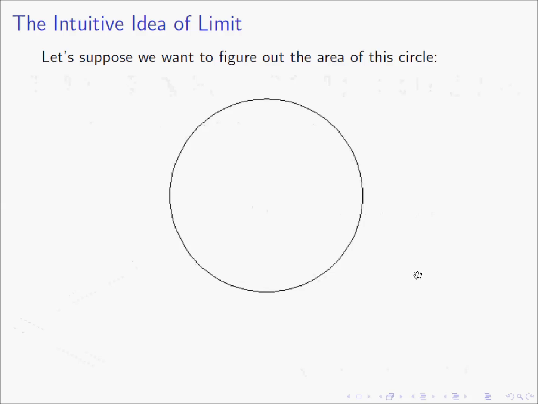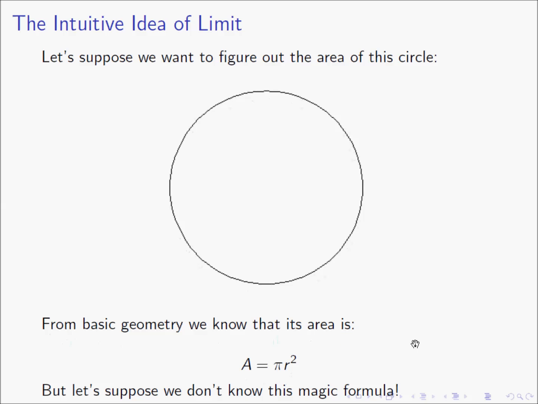Let's suppose we want to figure out the area of the circle. From basic geometry we know that the area of the circle is given by this magic formula. If you want to find the area, you use the formula pi times radius squared. But that is easy enough, but let's suppose for a minute that we don't know this magic formula. Let's suppose that we want to find this area and we don't know this formula. What other approach can we take to at least approximate this area?